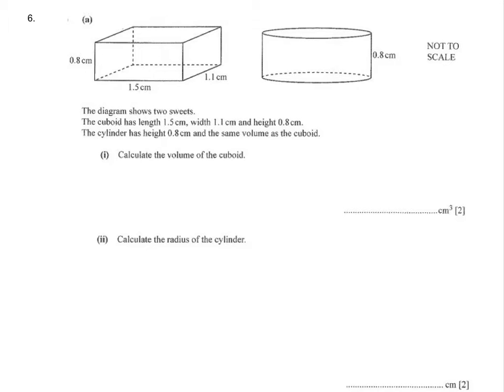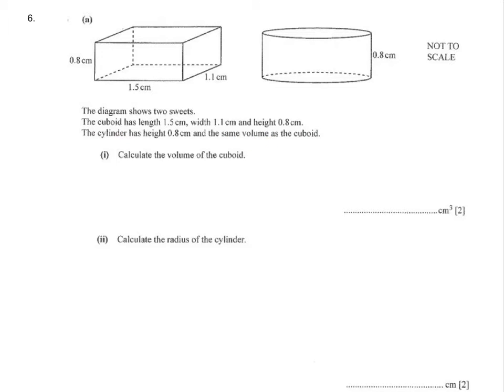Sweets in this question are very odd looking sweets. We've got a cuboid one with jagged pointy edges, which I'm sure won't be nice in the mouth, and a cylinder sweet. We've got a bit of information given on the diagram and a bit of additional information here. The cylinder has the same volume as a cuboid.